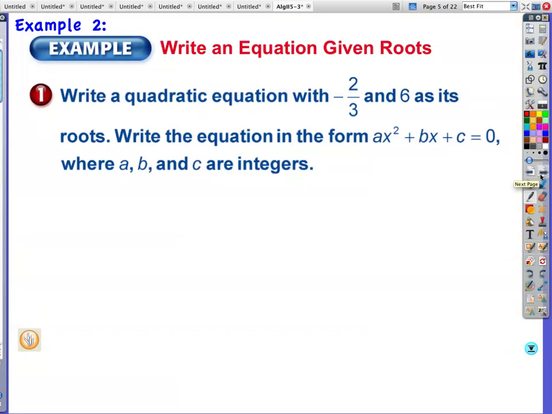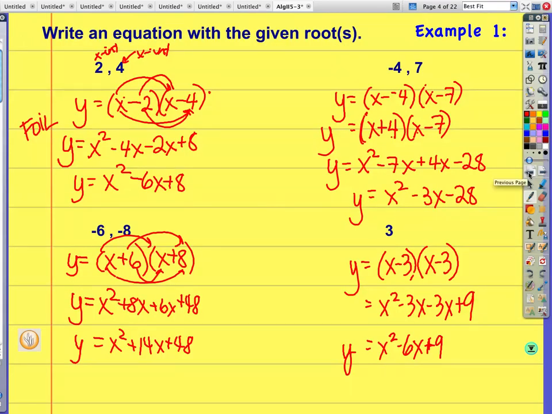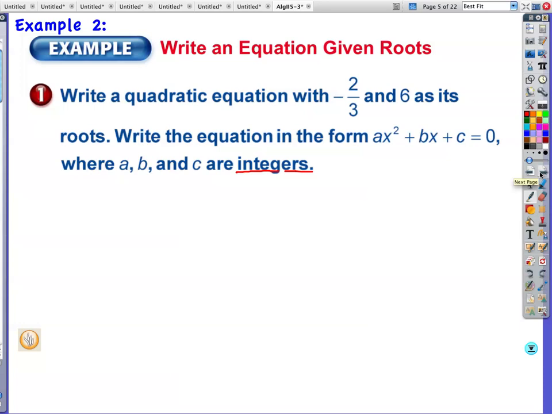Oh, and now we're going to write it in the form ax squared plus bx plus c. It's required, where a, b, and c are integers. If they're integers, they cannot be fractions, they cannot be decimals. It just so happened on the previous page, nothing turned out to be a fraction or a decimal. All right, so here we go.